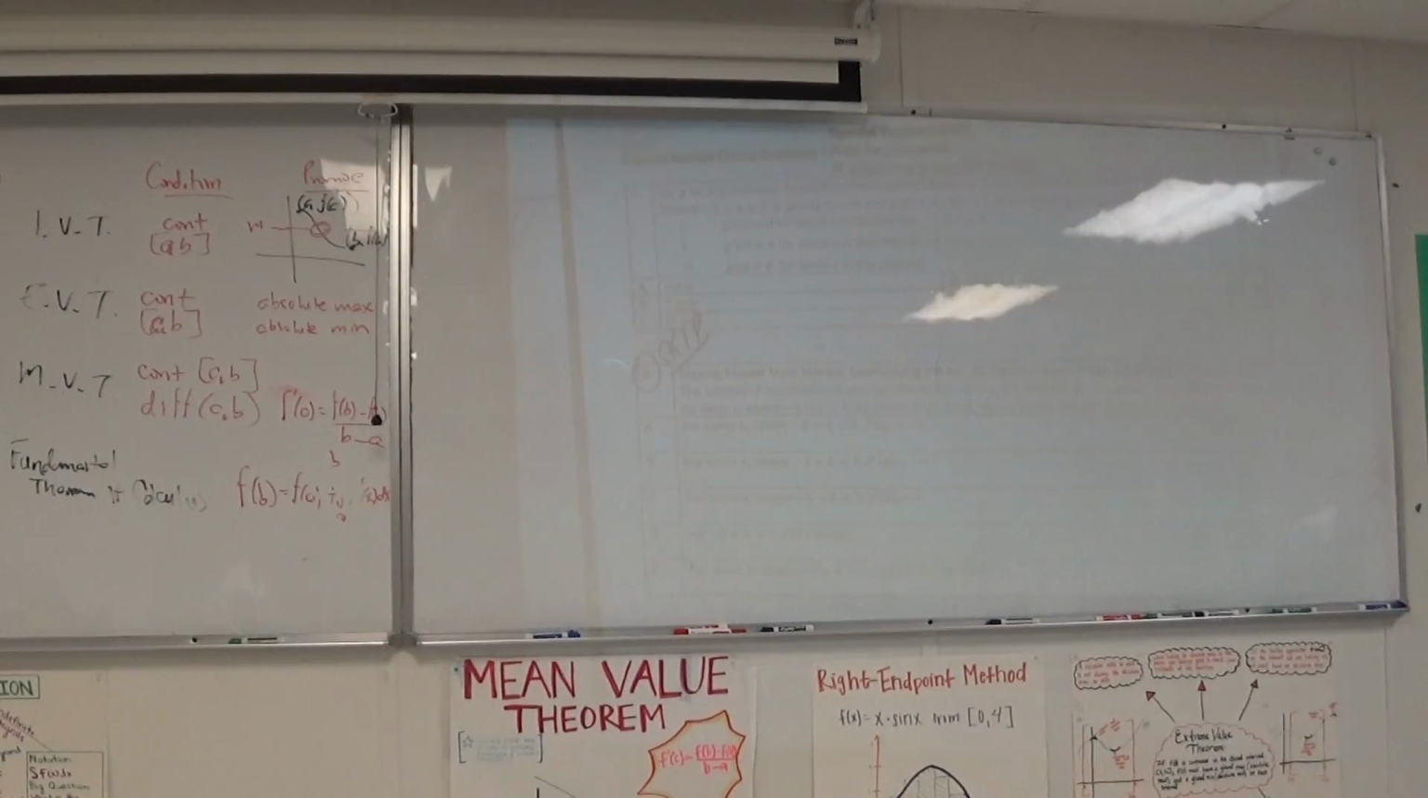Number 3. There exists a c on the interval such that f prime of c is equal to 0. And there exists a c in the interval such that f of c is less than or equal to f of x for all values of x.